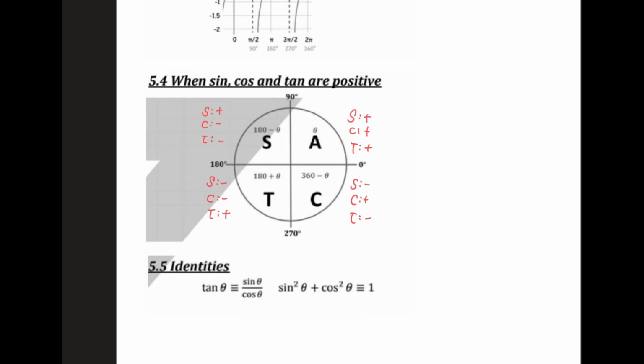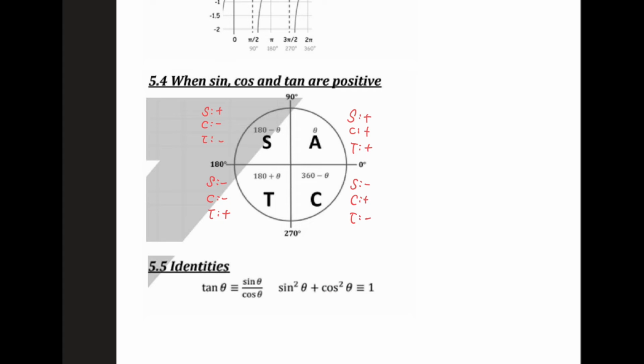And we use 360 minus theta to find the angle. Okay, and then after that, I will give an example later on how to apply this. So let's finish off the theory first. 5.5, the identities, that means the formulas. So we have tangent theta equal to sine theta over cos theta. Then we have sine squared theta plus cos squared theta equal to 1. So these are the two trigonometry identities that we need to care about.